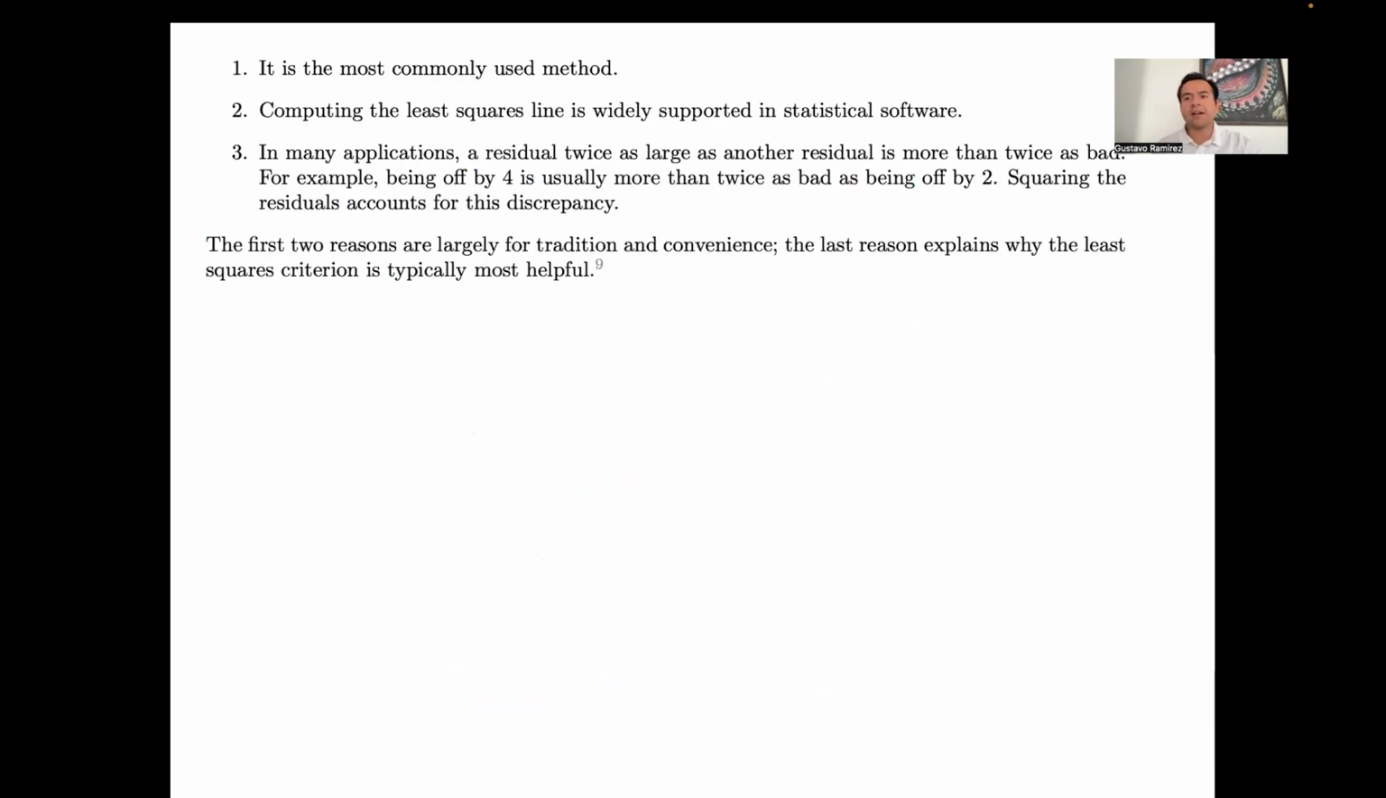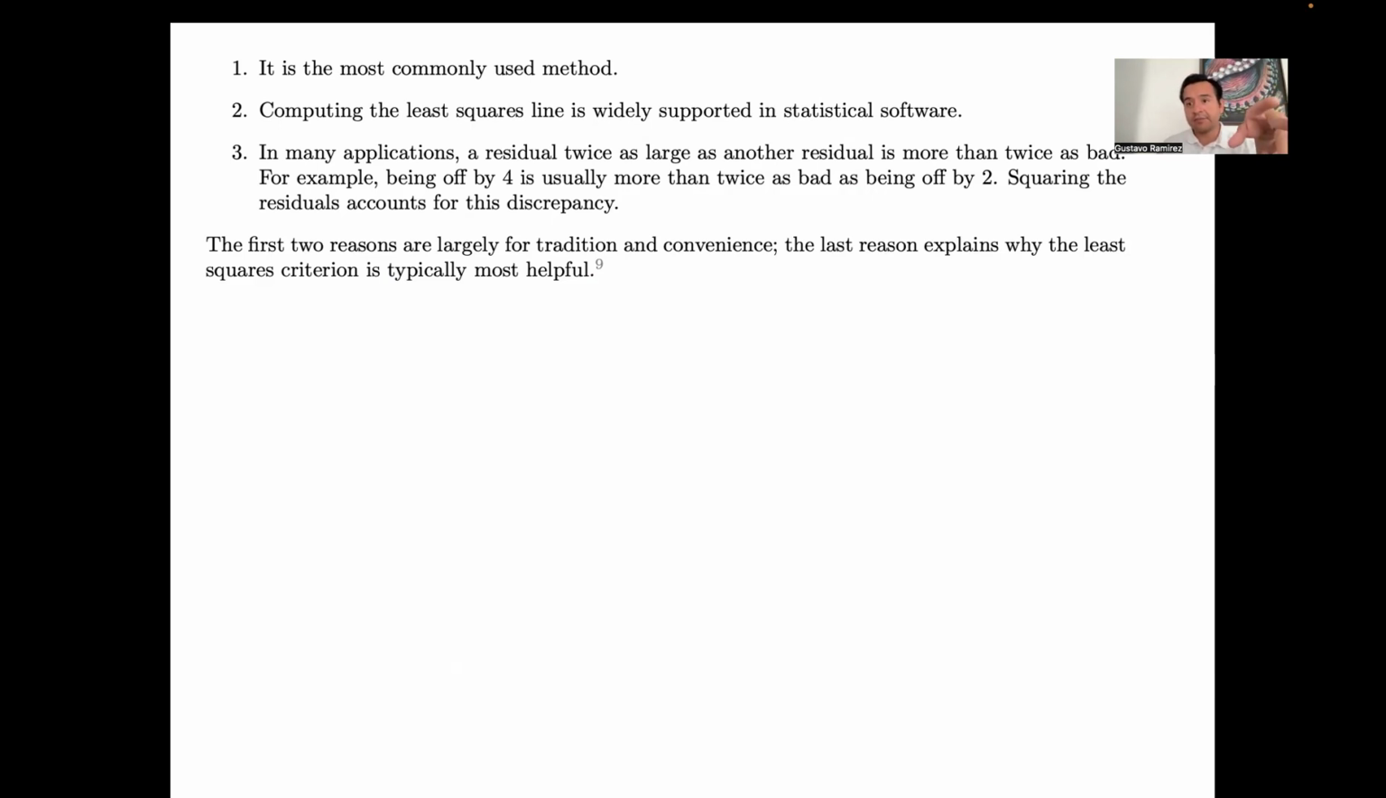This is right out of your book. Why do we use this? It is the most commonly used method. I'm not sure that's a good response for anything; just because everybody's doing it, that's not why we're doing it. So the second point is a more compelling reason. Computing the least squares line is widely supported in statistical software. That's true. In many applications, a residual twice as large as another residual is more than twice as bad. That's the reason why we square the residuals.